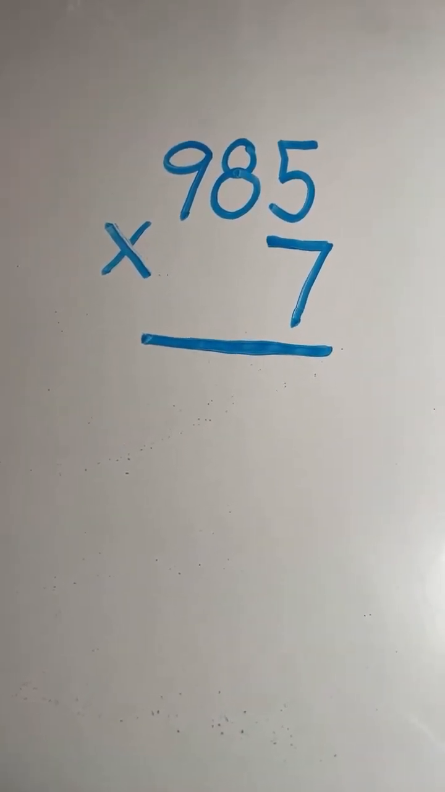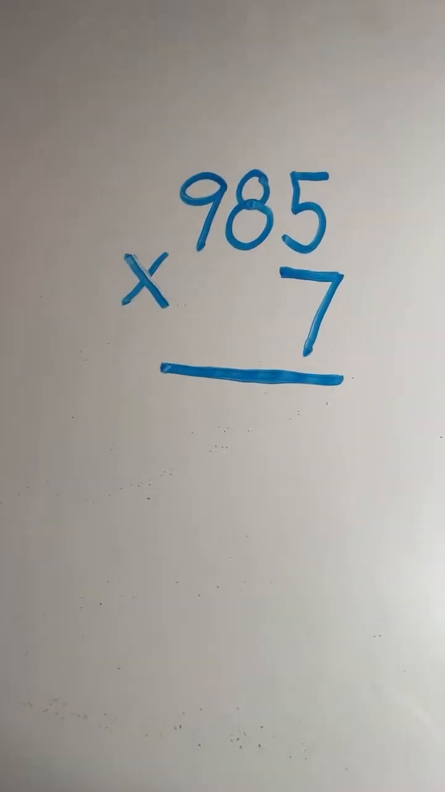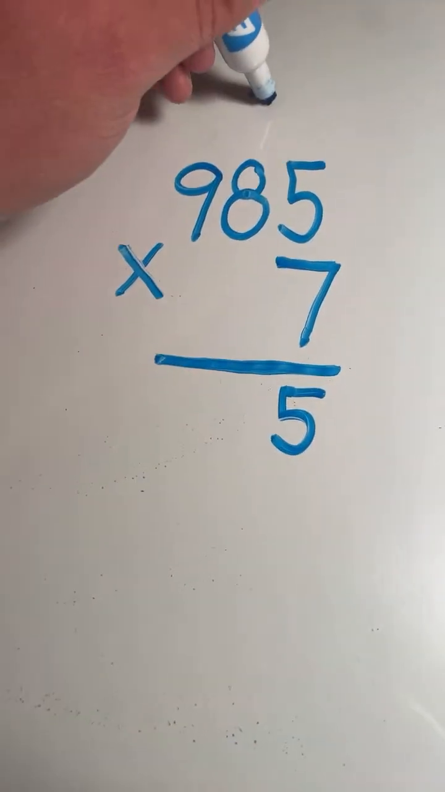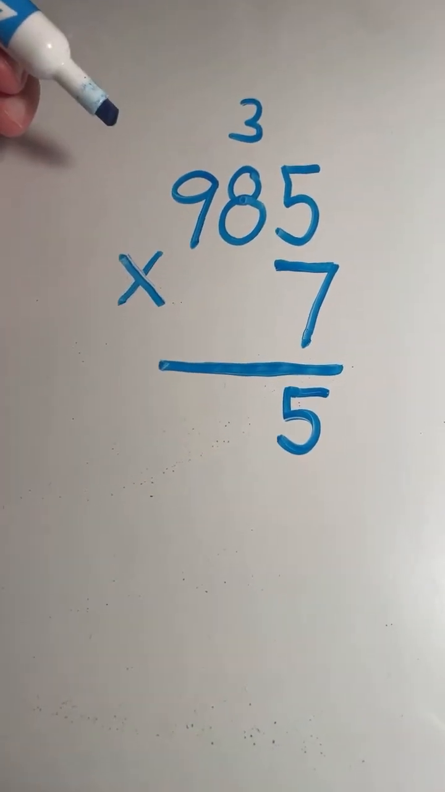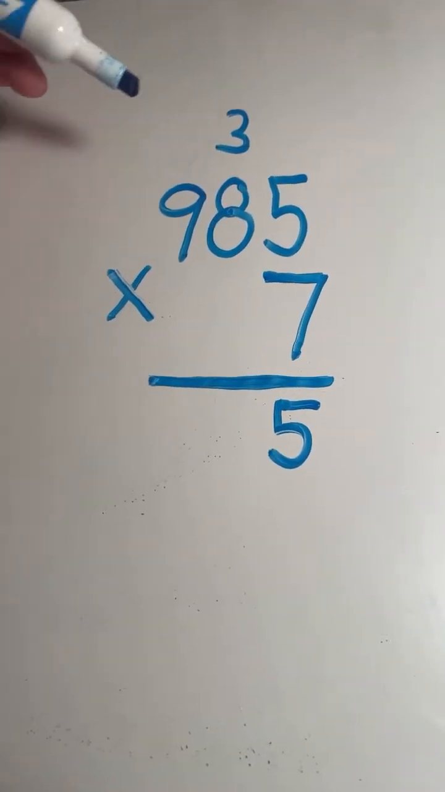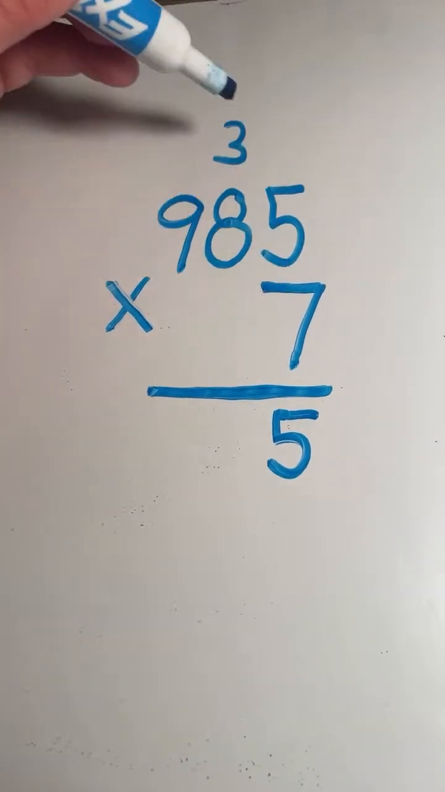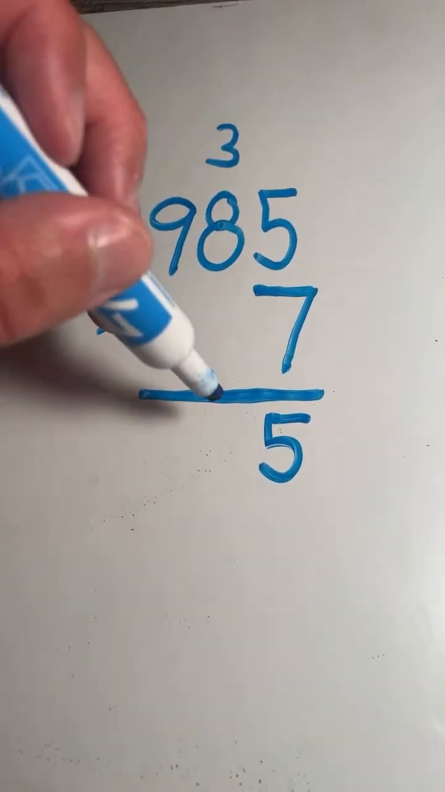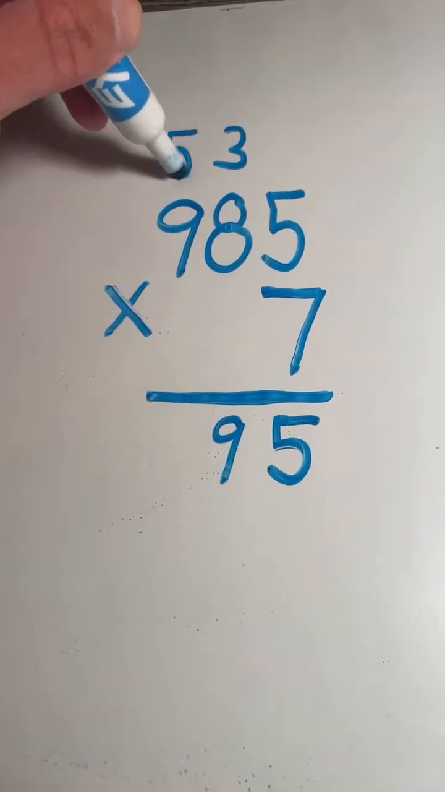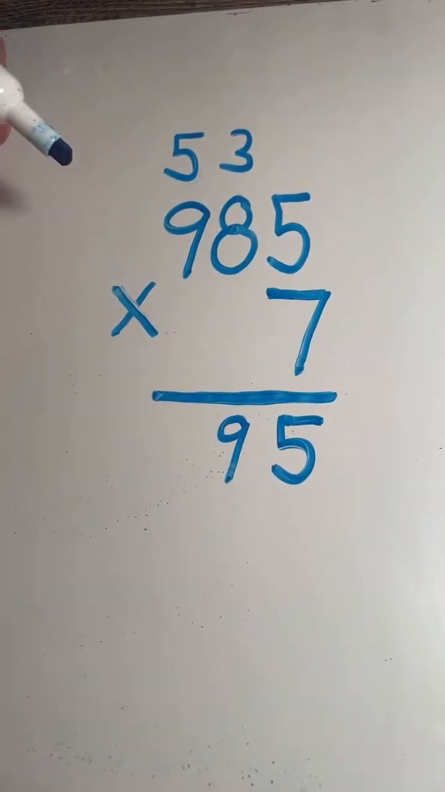985 times 7. So we start in the ones place. 5 times 7 equals 35. So the 5 in 35 goes in the ones place. The 3 gets carried over to the tens place. Next, we multiply 8 times 7, and we have to add the 3 that we carried over. 8 times 7 equals 56, plus 3 equals 59. So the 9 in 59 goes in the tens place. The 5 in 59 gets carried over to the hundreds place.